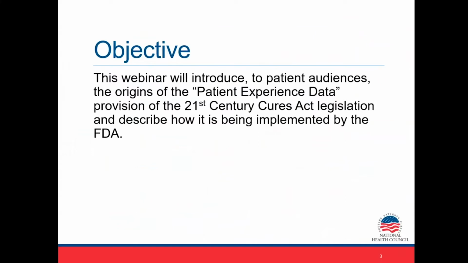So the objective for our webinar today is to introduce to the patient audience the origin of the patient experience data provision of the 21st Century Cures Act and describe how it's being implemented by the FDA.